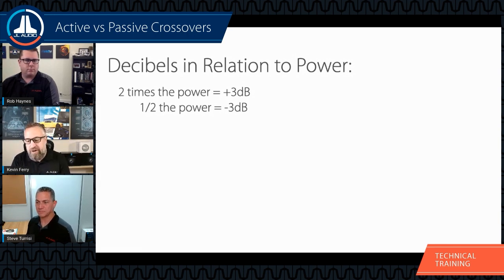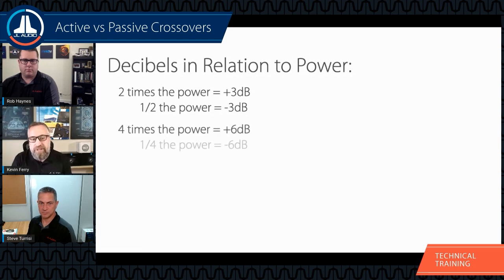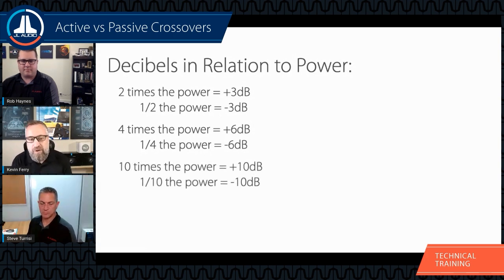So for instance, 100 watts, we take it down to 50 watts, we have 3 dB down or negative 3 dB from where we were at there. And 4 times the power gives us our plus 6 dB, or a quarter of the power gets us our negative 6 dB. And then 10 times the power, or 1/10 of the power, gets our plus 10 dB or minus 10 dB on there.